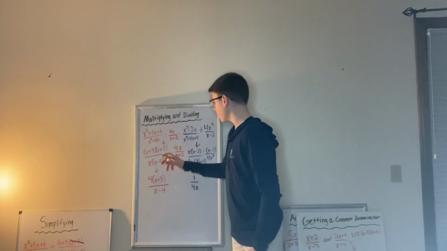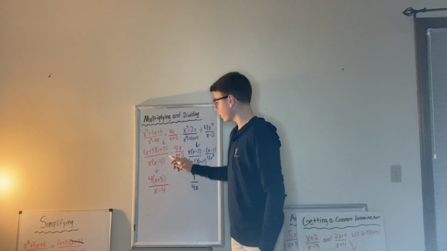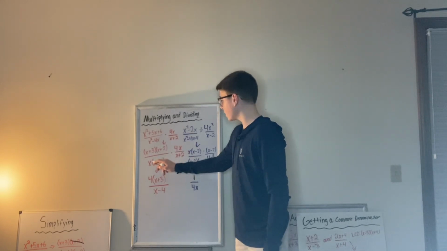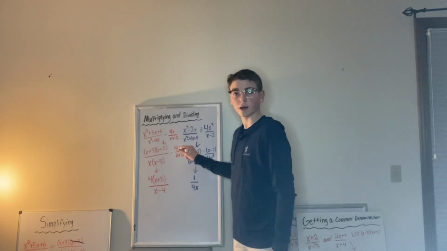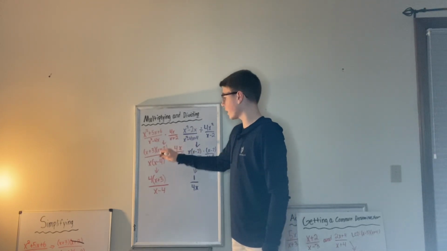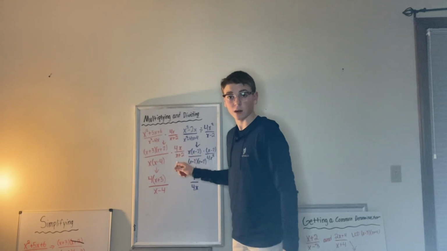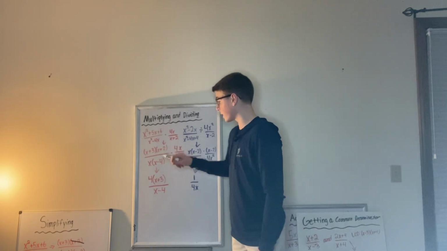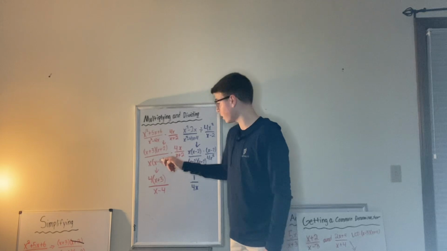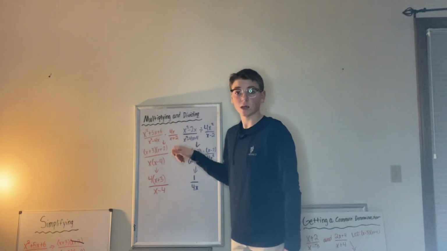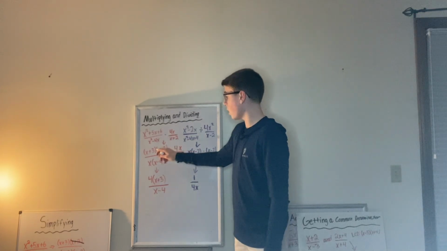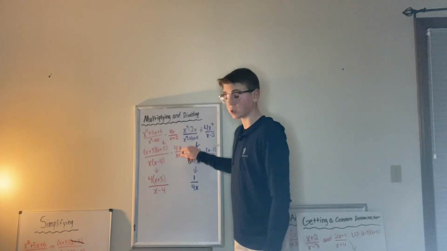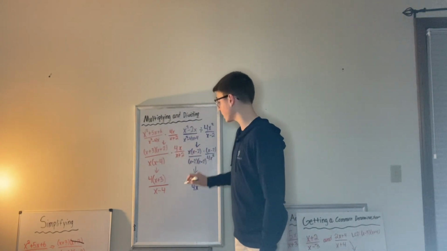So first, to simplify, we have to look for what we can see in this. The denominator of the first one can cancel with the numerator of the second. The numerator of the first one can cancel with the denominator of the second. The only ones that can't cancel are the numerators of the two expressions and the denominators of the two expressions.